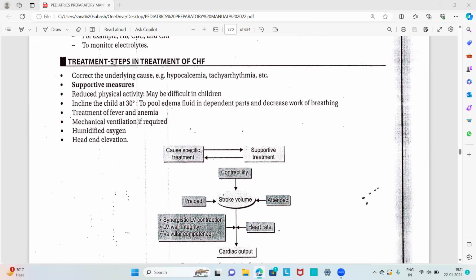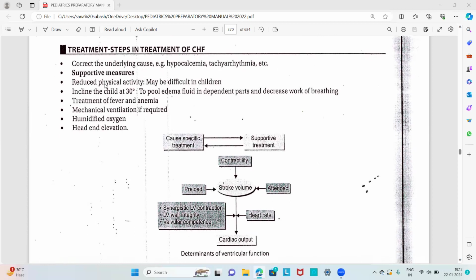So, first of all, we have to correct the underlying cause. Congestive heart failure in children and infancy is because of some underlying cause, so we have to correct the underlying cause, like hypocalcemia and tachyarrhythmia. We have to treat these conditions. And we also have to give supportive measures, that is, reduced physical activity, which may be difficult in children.